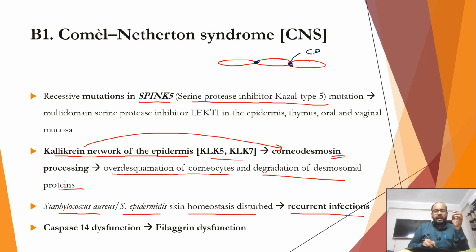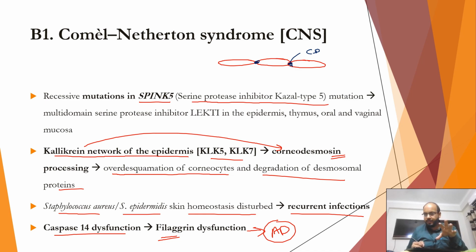A few subset have also found that there are mutations in the caspase 14 dysfunction, and caspase 14 is required for proper processing of filaggrin. And this dysfunction in caspase 14 leads to dysfunction in filaggrin protein. And if we know that filaggrin is dysfunctional, it will lead to atopic diathesis or atopic dermatitis. Clear? So now we know why AD is an association of Netherton syndrome. Let's move forward.